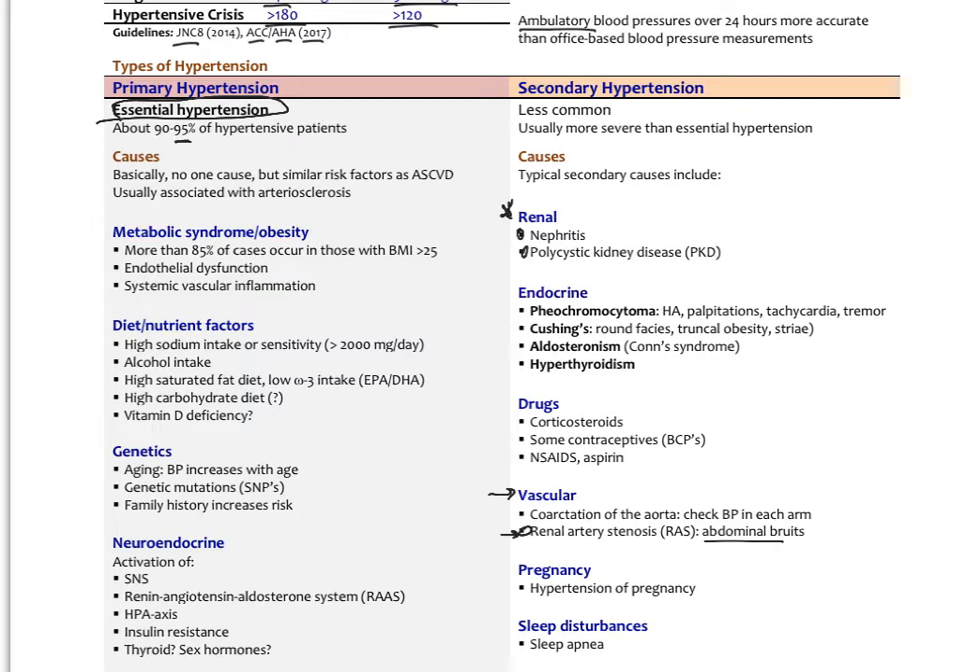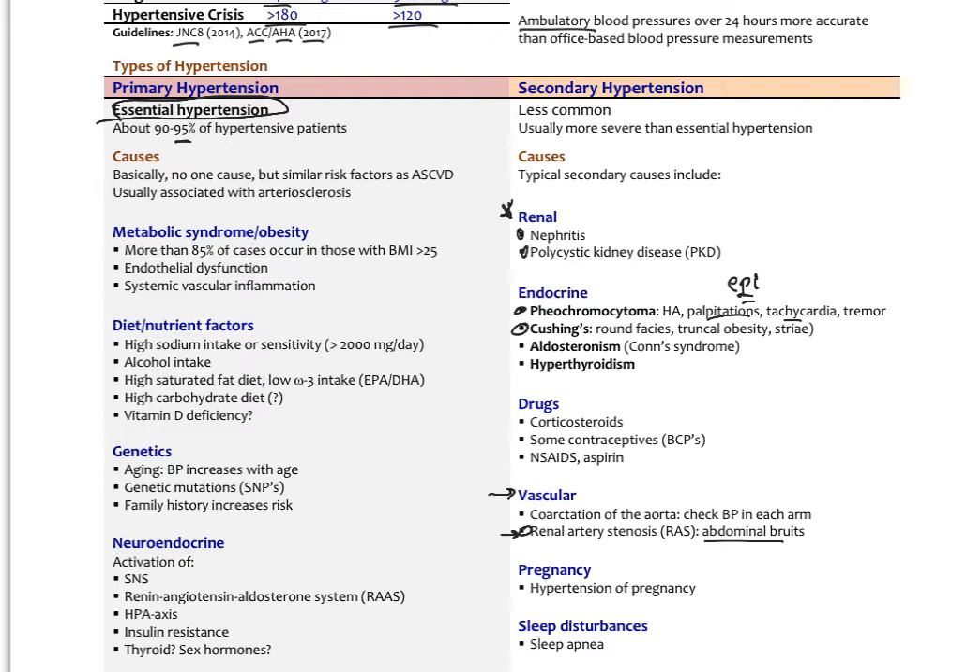There can be endocrine causes of high blood pressure. So a pheochromocytoma is a tumor of the adrenal medulla, or about 10% of them actually occur outside of the adrenal medulla in any of the sympathetic ganglia. And basically you release large amounts of epinephrine, adrenaline. So you get these adrenaline bursts and you get palpitations, tachycardia, tremor, headache. So that's typical of a pheochromocytoma.